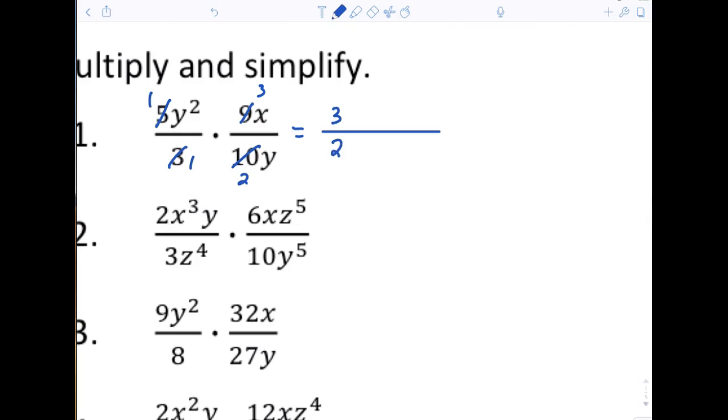Now, I like to write in alphabetical order. So how many x's are on the top? 1, right? So it's just x. And then y squared over y. Yeah, just leaves a y on the top. Everybody okay with that? That's pretty easy, right?